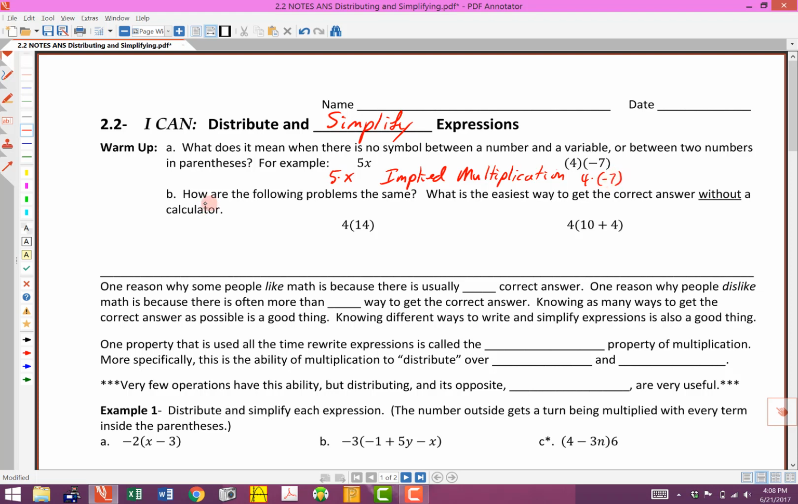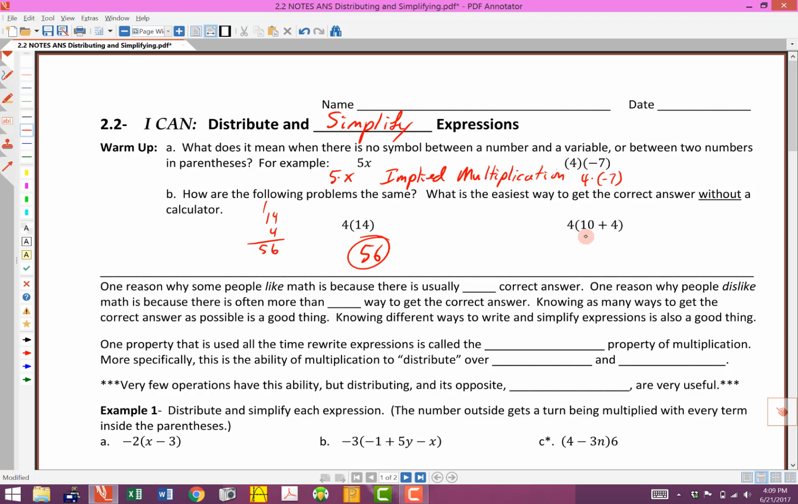Now, second warm-up question. How are the following problems the same, and what's the easiest way to get the correct answer without a calculator? These numbers aren't too big, but this is 4 times 14, and this is 4 times 10 plus 4. If we followed the order of operations, we do parentheses first, then exponents, then multiplication and division from left to right, and then addition and subtraction. So we could just go 14 times 4. That's 16 add a 1, so that's going to be 56. So we get 56 right here.